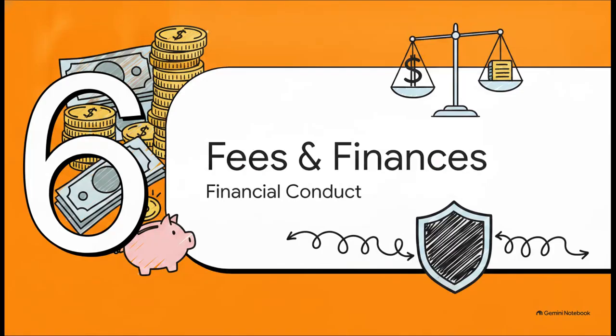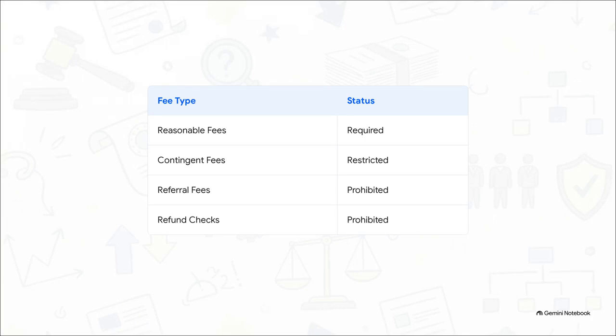Now for Section 6, Fees and Financial Conduct. And this brilliantly illustrates how Circular 230 places strict limitations on practitioner compensation and financial behavior. Reasonable fees are required. You simply cannot charge an unconscionable or exorbitant fee for your services.